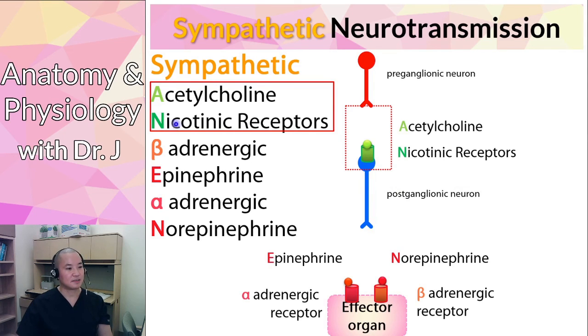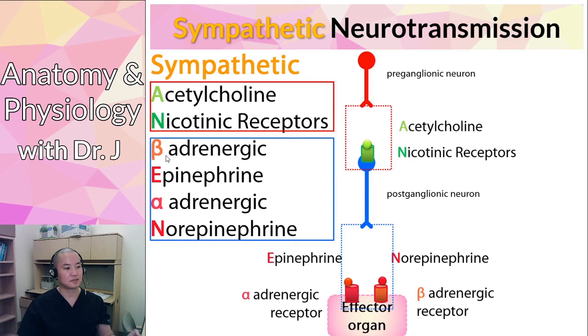All right, so the AN part refers to acetylcholine at this synapse right here. But for this part right here, don't think it's only epinephrine to beta receptors. Do not think it's only norepinephrine to alpha receptors. This is actually a category altogether. It refers to the possible combinations that can happen at the synapse between the postganglionic neuron and its effector or target tissue or organ. Again, it's not only beta and epi and only alpha and norepi. It can actually be norepi and beta, alpha and epi as well.